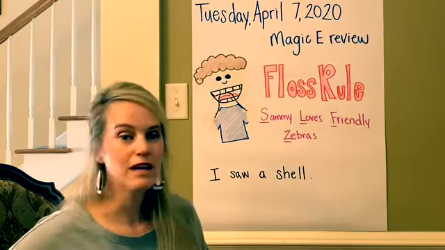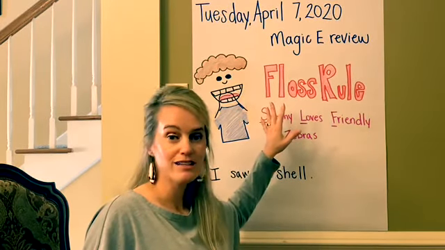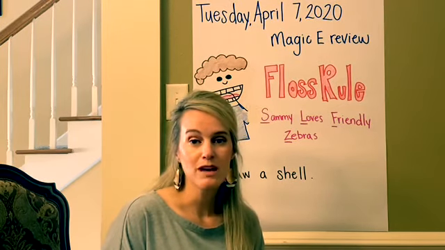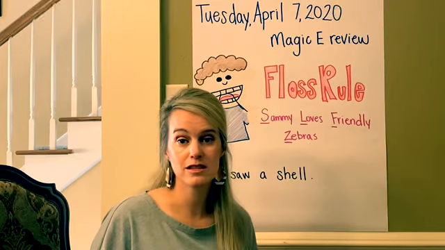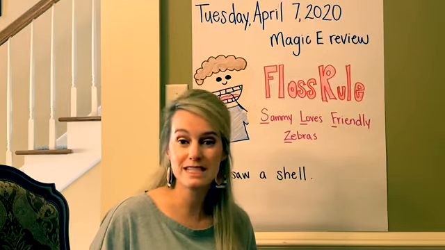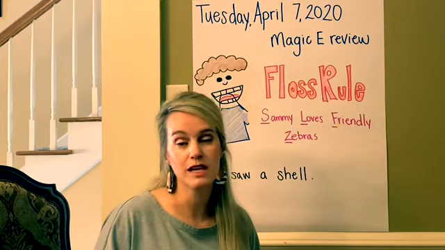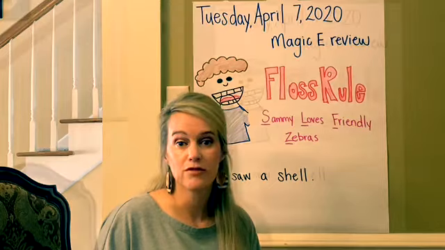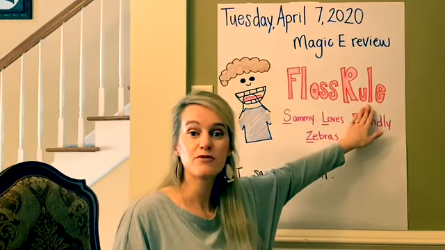Okay, so let's go ahead and move on to our rule for today. You guys have learned this in class. We sometimes refer to it as the floss rule. And what that means is if you have a word ending in S, F, L, or Z, and it's a one-syllable word and it has a short vowel sound, then that letter is doubled at the end of the word. So sometimes, again, we refer to that as the floss rule.